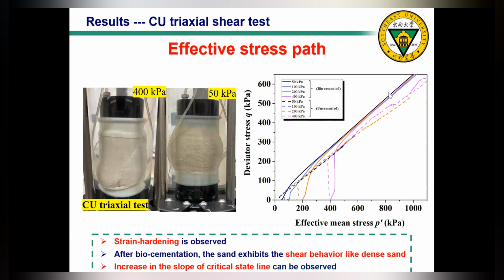Okay, then finally, if we look at the critical state line part, in some samples maybe the critical state is not fully reached, but in general we can see that after bio-cementation treatment, the slope of the critical state line increases, and the critical state line is located higher. The bio-cemented samples are higher than the untreated samples.